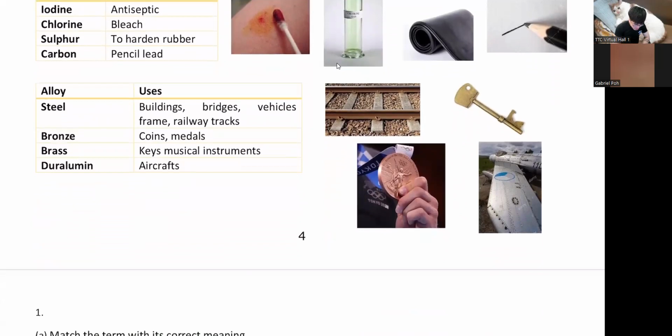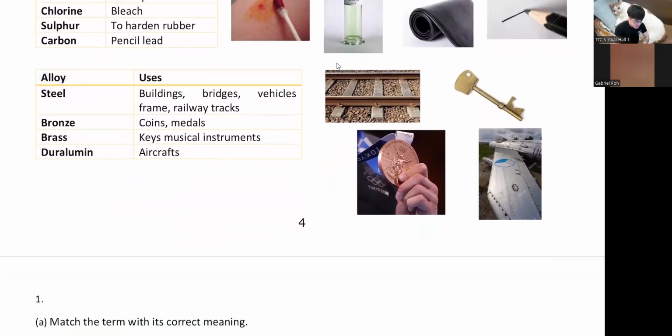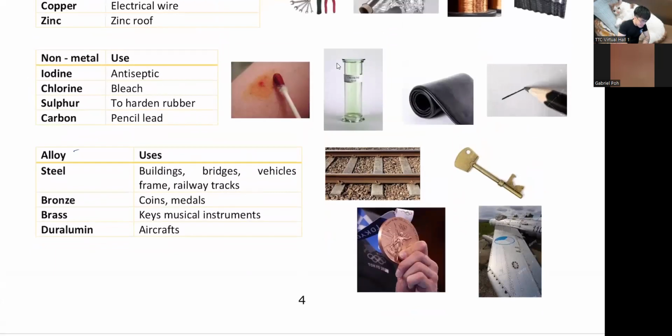Anyway, so we have one more thing called alloy. What is alloy? Alloy is a mixture of metals.